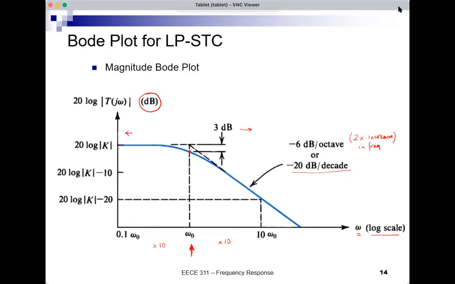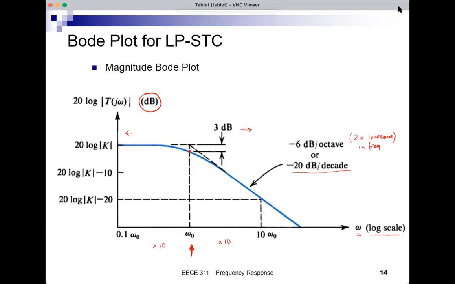So if the low frequency value is 40 dB, 20 log K is 40. At omega 0, the gain is 40 minus 3. So that's 37 dB. And that's why we call the frequency omega 0 the 3 dB frequency.